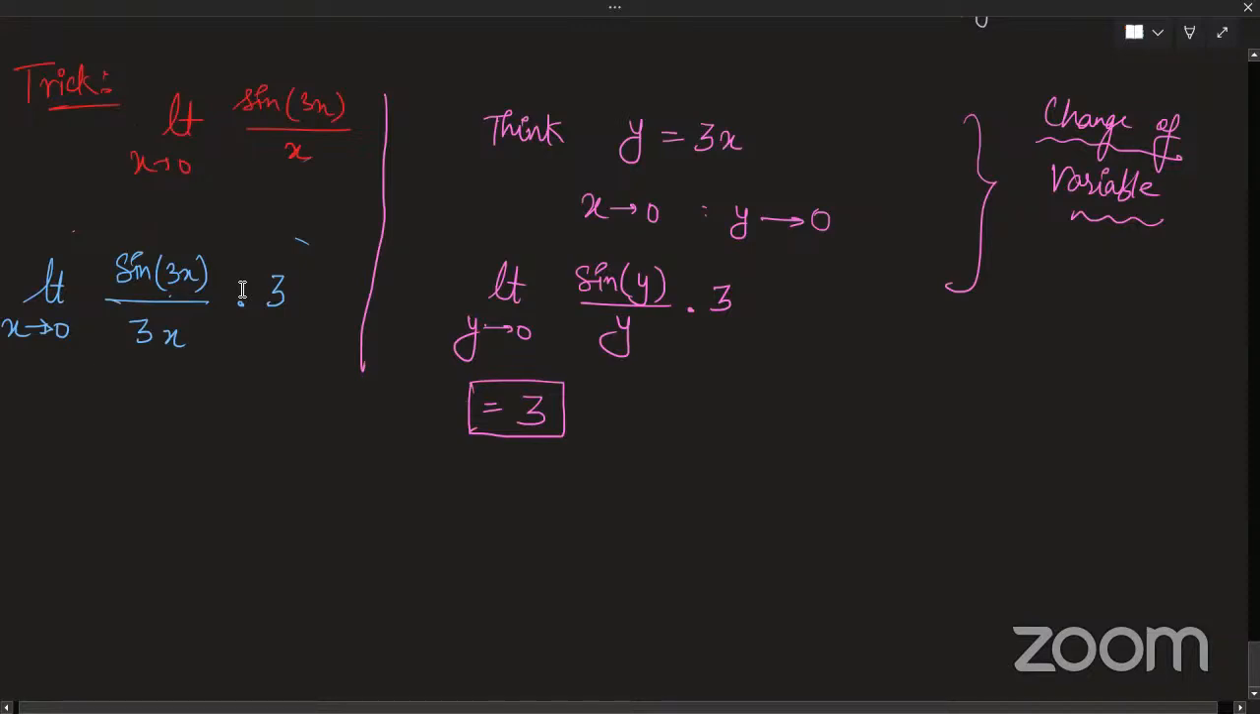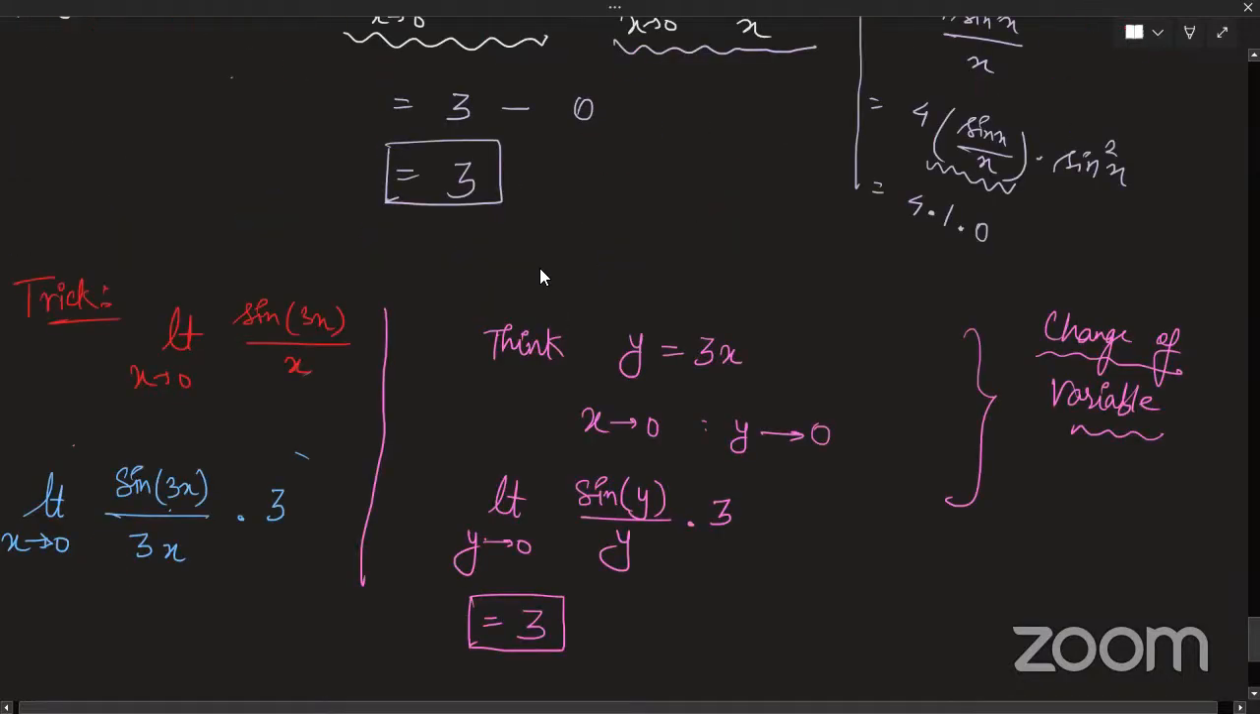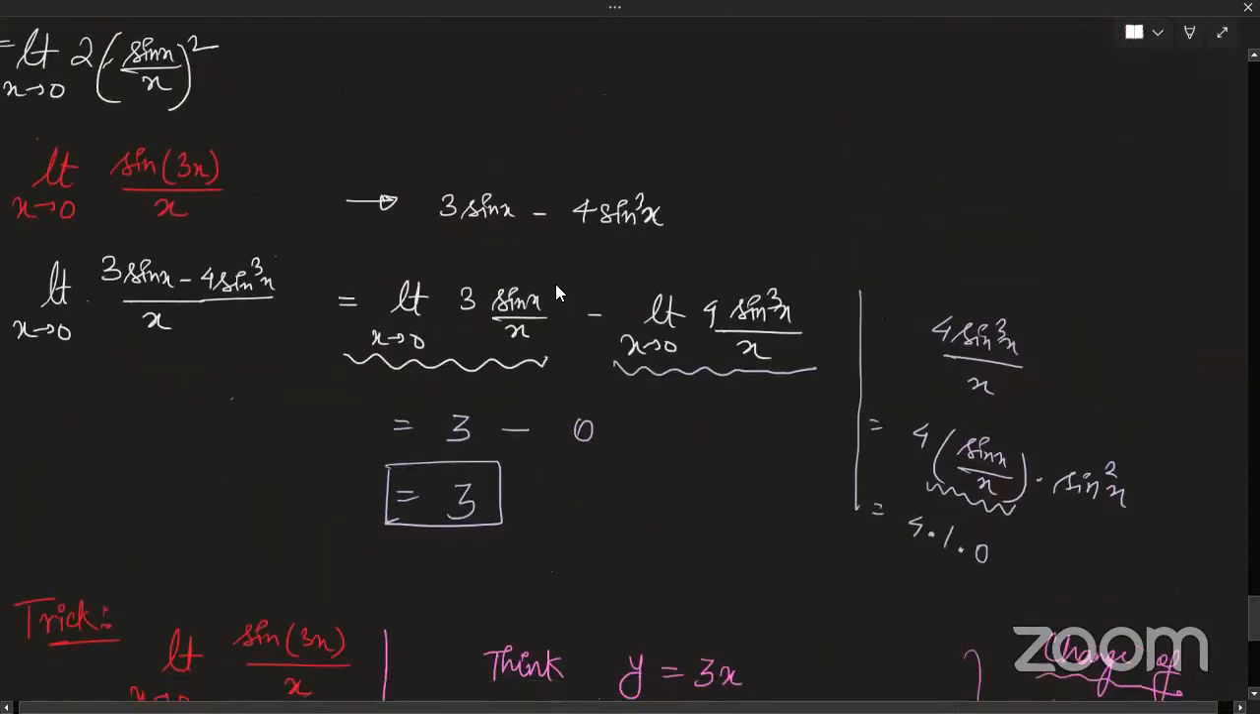Okay, so this change of variable is a little bit confusing, so let us solve a few more questions. In the previous question, the answer was 3: the first part is 3, minus 0, so it is 3.